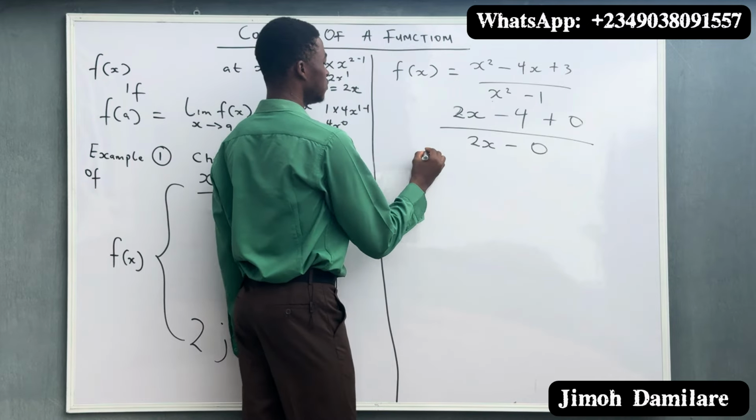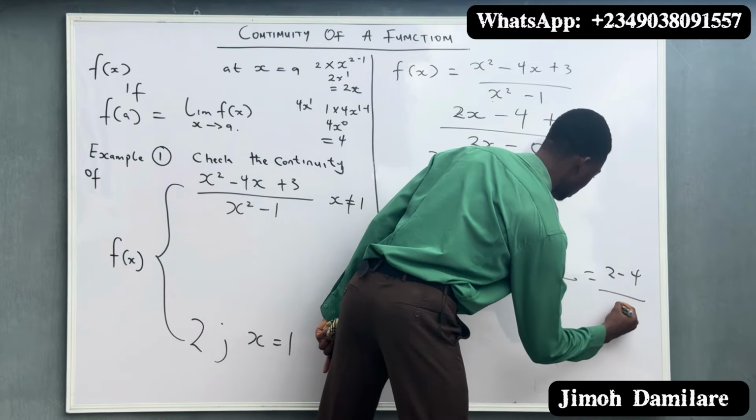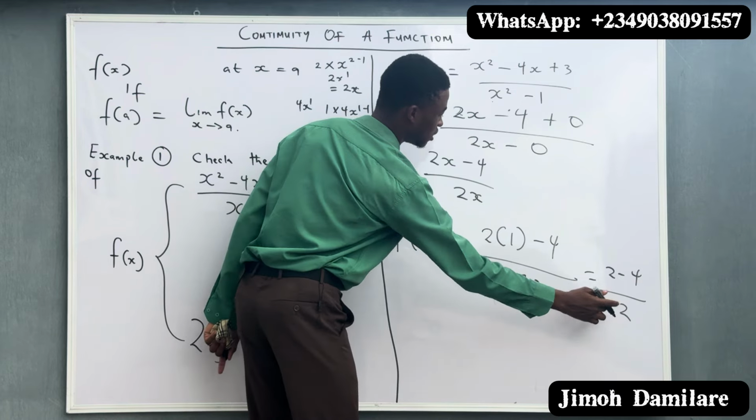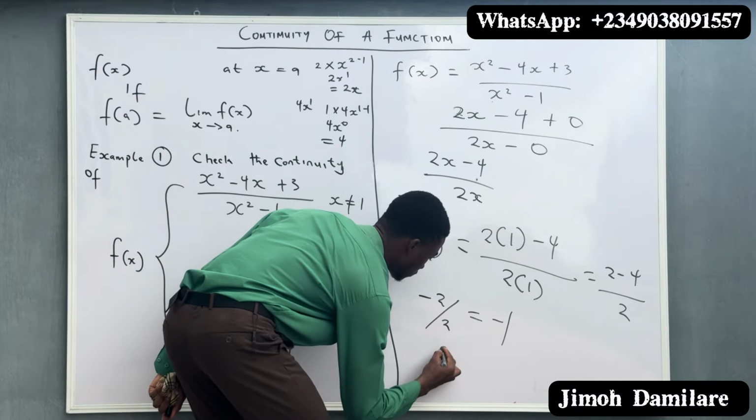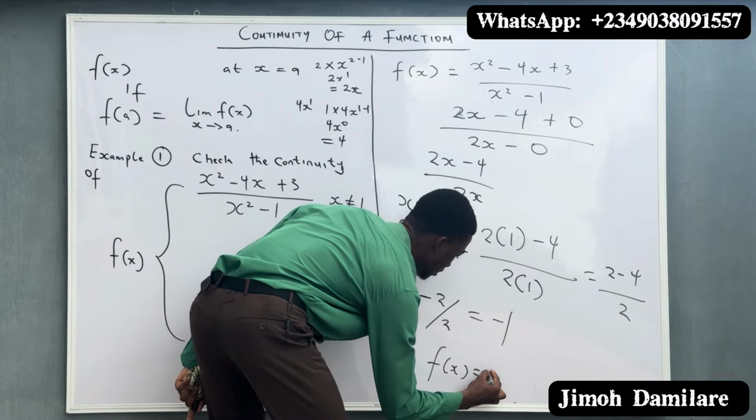But we know that x is equal to 1. So we can say f of x, which is the same thing as f of 1, is equal to, whenever we see x, we substitute it for 1. So we have 2 open brackets 1 minus 4 all over 2 open brackets 1. So in this case, we are going to have 2 minus 4 all over 2, because when you multiply 2 by 1, you are going to get 2. So 2 minus 4 will give us what? Minus 2 over 2. And this will give us what? Minus 1. So our f of x is equal to minus 1.